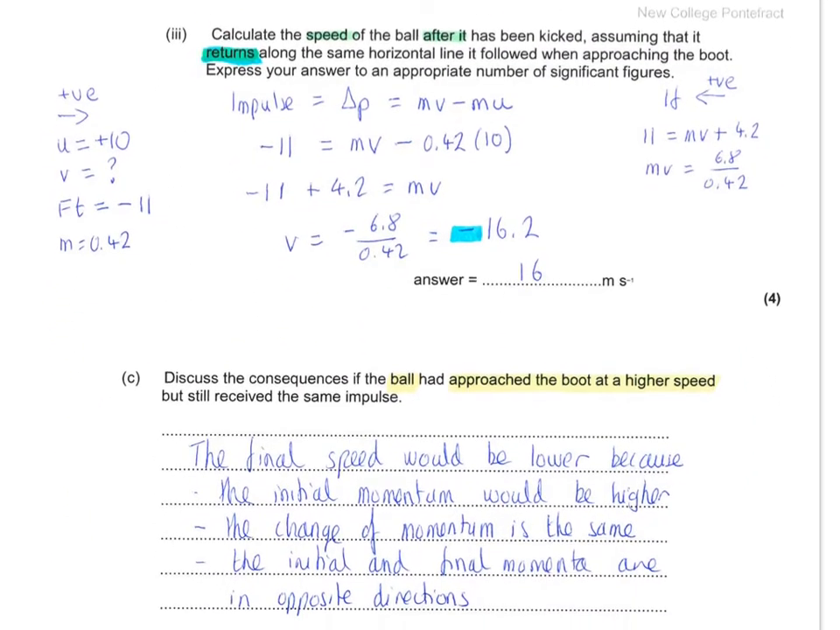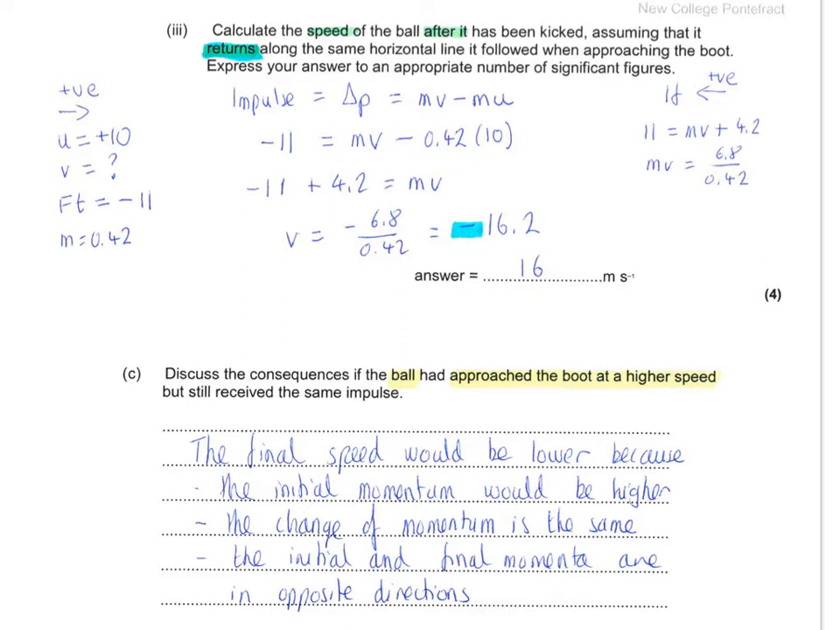The next part of the question asks you to calculate the speed of the ball after it has been kicked. We are told to assume that it returns along the same horizontal line it followed when approaching the boot. And we are asked to consider an appropriate number of significant figures in our answer. Here you are applying the physics principle that the impulse equals the change in momentum. If you are uncertain how to begin, looking back at the previous part of the question would prompt you to realise you have just worked out impulse, and you should think, how would this be relevant?